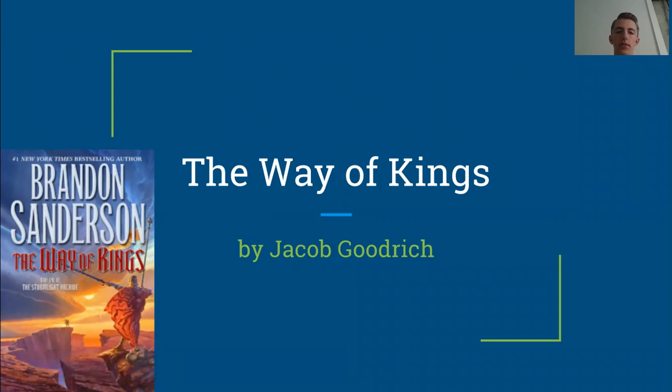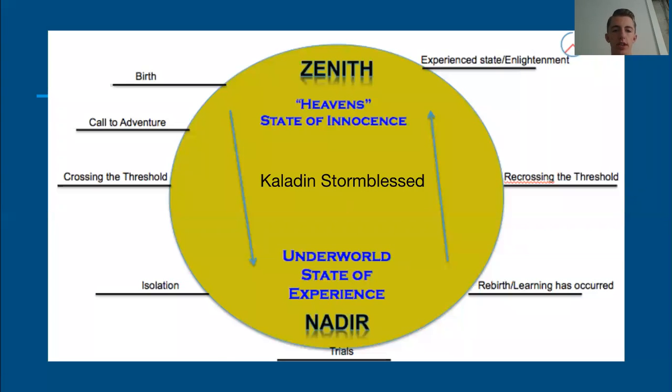I'm doing it on The Way of Kings, in particular Kaladin Stormblessed from the book, and my name is Jacob Goodrich. So here's just our diagram that we're looking at, and then our character right there in the middle, or not diagram, but cycle that we're comparing it all to. So yeah, let's get in.